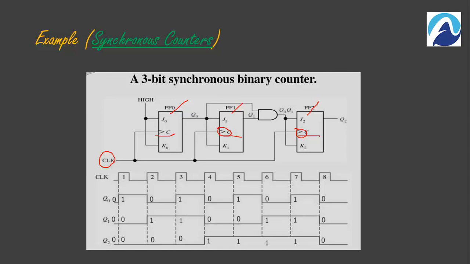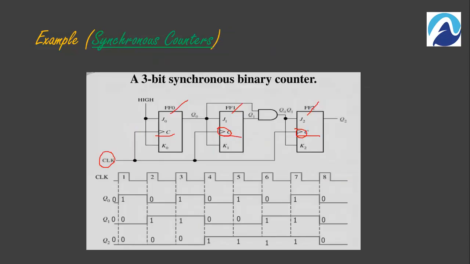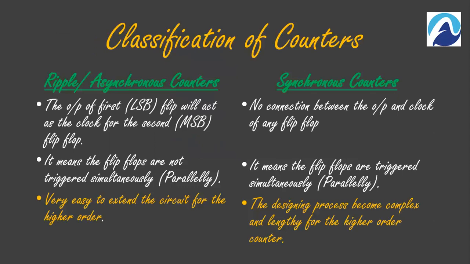In case of the asynchronous counter, like here, the clock of the first flip-flop is from the circuit, and the clock of the next flip-flop is from the previous flip-flop's output or the complementary output. The clock to the next flip-flop is the complementary of the previous flip-flop or the output of the previous flip-flop. But in case of the synchronous one, all the clocks are connected simultaneously. Next, we are going to summarize the difference between synchronous and asynchronous counters.